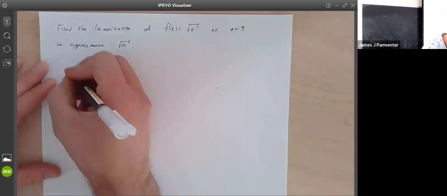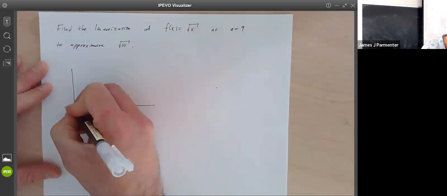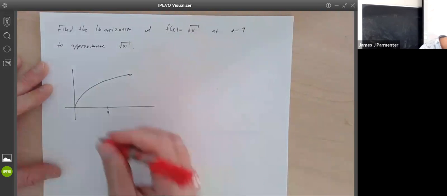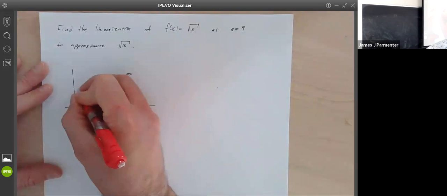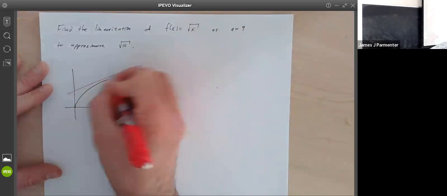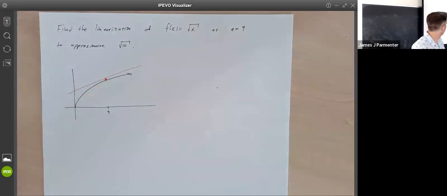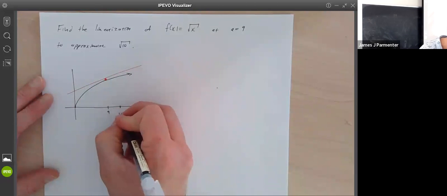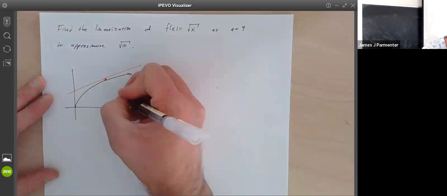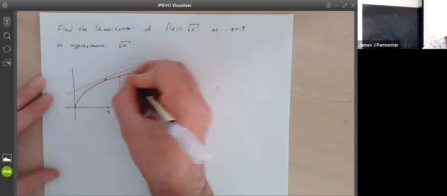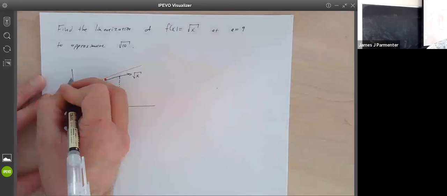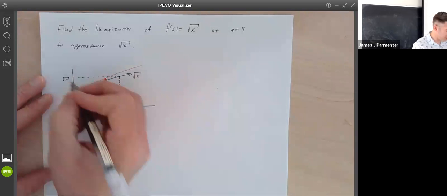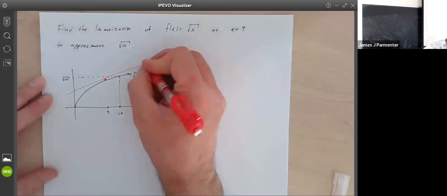I like to draw a picture. It's kind of the same picture I just drew. The idea is, here's 9. Here's the tangent line at 9. And then the idea is we're going to plug in 10. But instead of plugging it into the square root function and getting out the square root of 10, we're going to plug it in to the linearization.